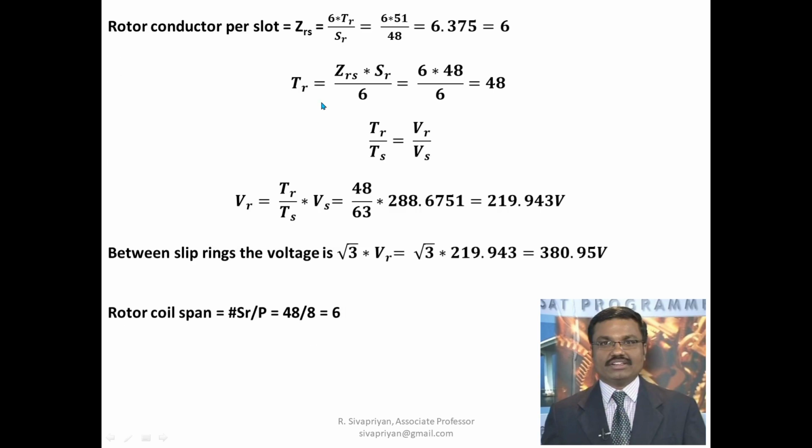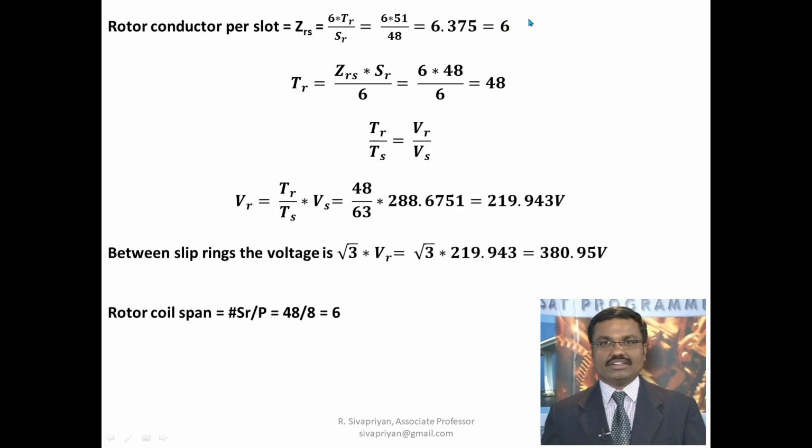Now we need to find out the rotor conductor per slot. What is the formula? 6 TR by SR. So 6 into TR will give the total number of conductors, and the total number of rotor conductors divided by SR will give conductors per slot. So 6 into 51 divided by 48 is 6.375. See here, I am approximating it to 6. Originally it is 6.375, but I can't put 0.375 of a conductor, so I am rounding to 6 conductors.